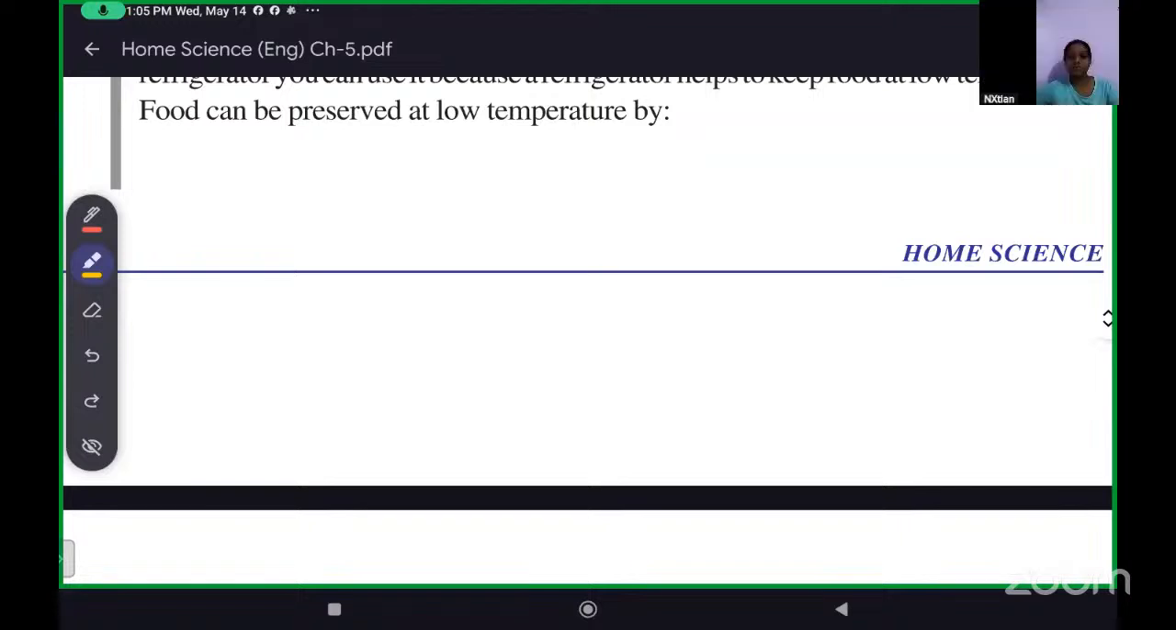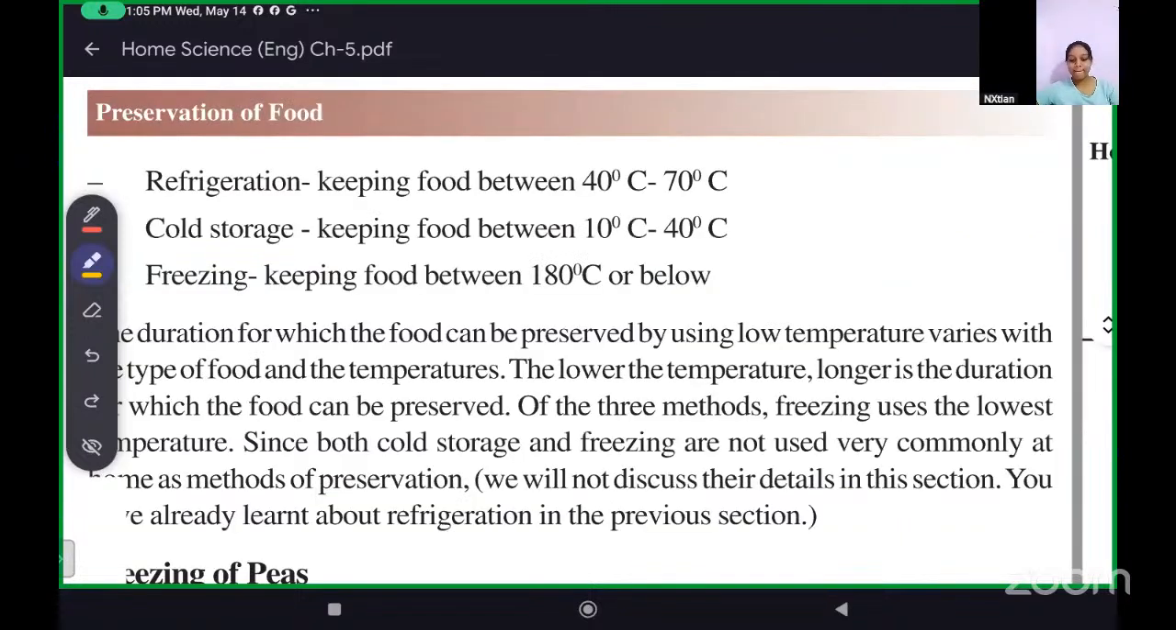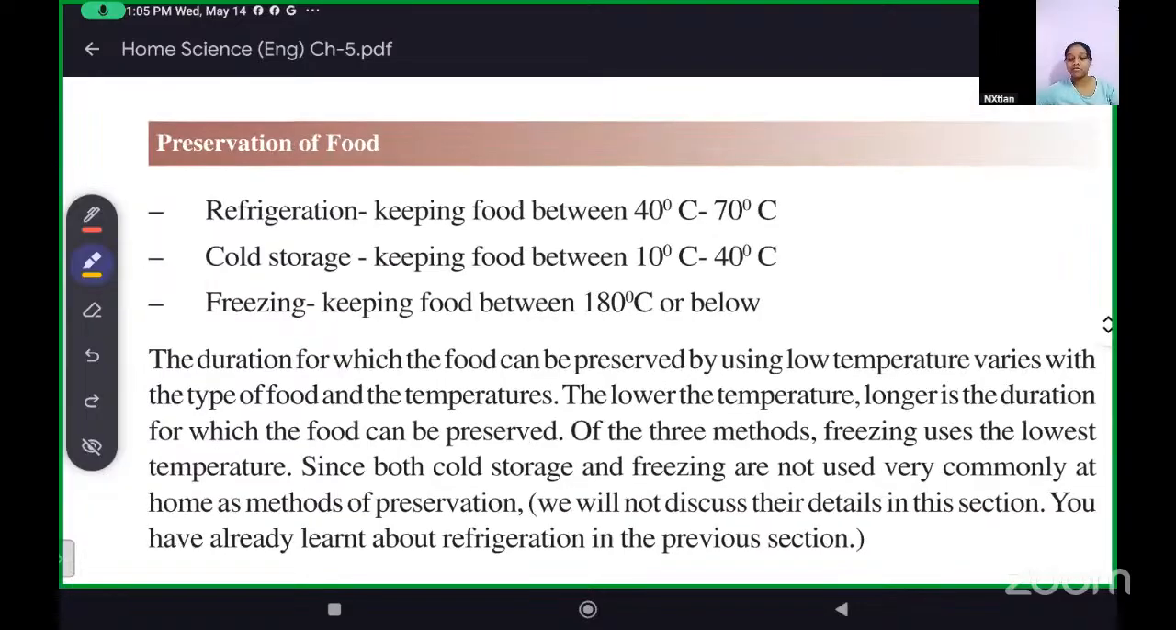Now, how to store this food at a low temperature? We have refrigeration, means keeping the food between 4 degrees Celsius and 7 degrees Celsius. Then we have cold storage, that is keeping the food between 1 degree to 4 degrees Celsius. Then we have freezing, keeping food at minus 18 degrees Celsius or below. Three levels of cooling down of food are mentioned.